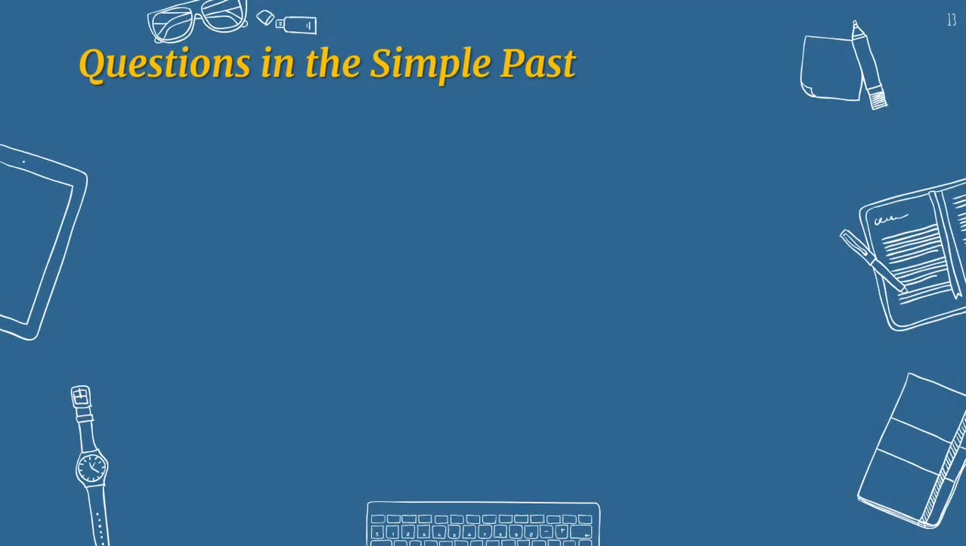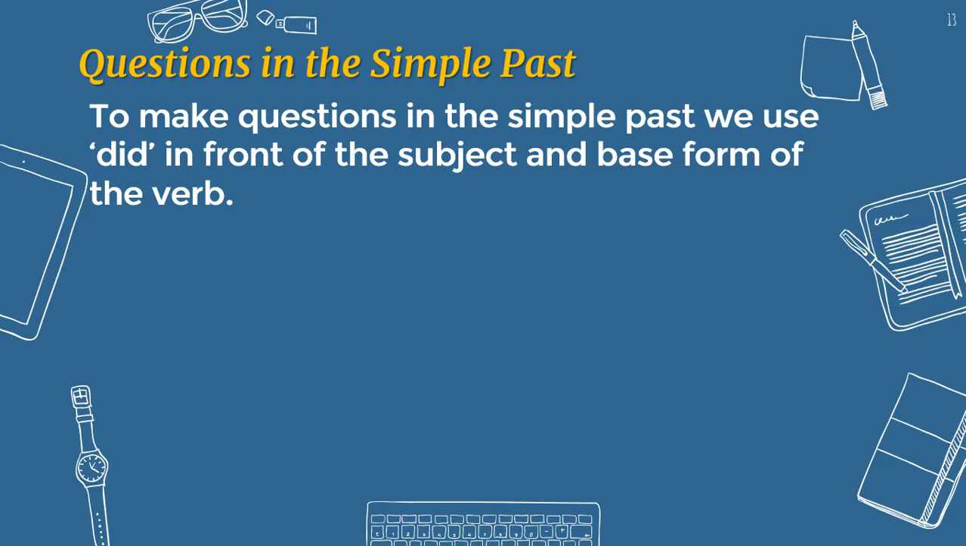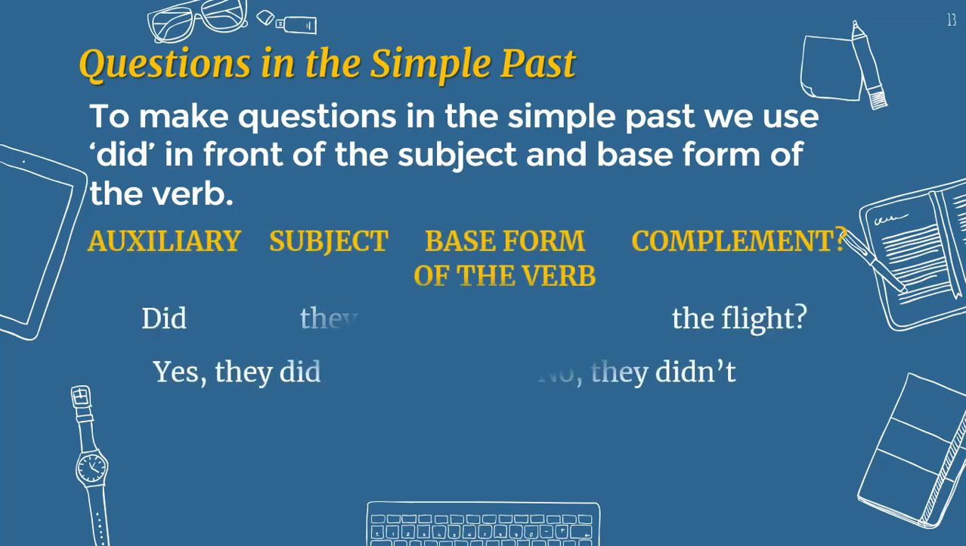The questions in past simple. To make questions, we place the did form at the beginning of the sentence, then the subject, and then the base form of the verb. Siempre que voy a hacer una pregunta, coloco primero el auxiliar, después el sujeto, el verbo en su forma base y el complemento.